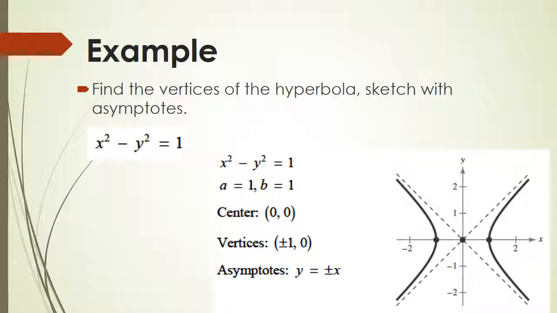So since x comes first, we know that it's going to cross the x-axis. So we plot that. We plot our center. And we can do a couple of things to do our asymptotes. The equation is going to be plus or minus b over a times x, which is 1 over 1, x, so it's just going to be plus or minus x. You can also draw the rectangle and do the diagonals from there.